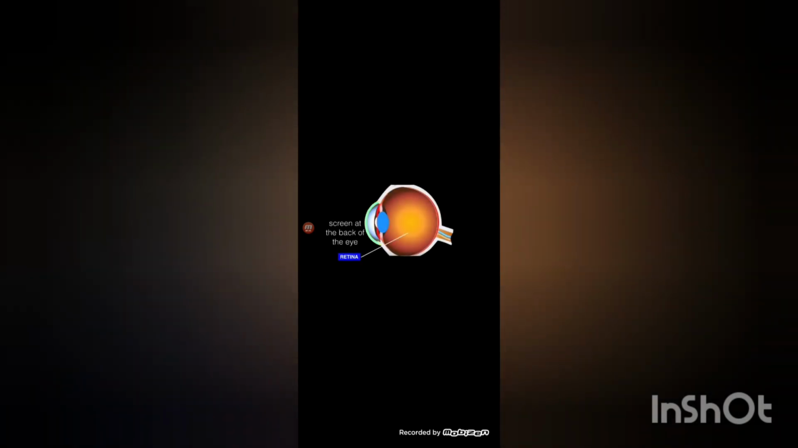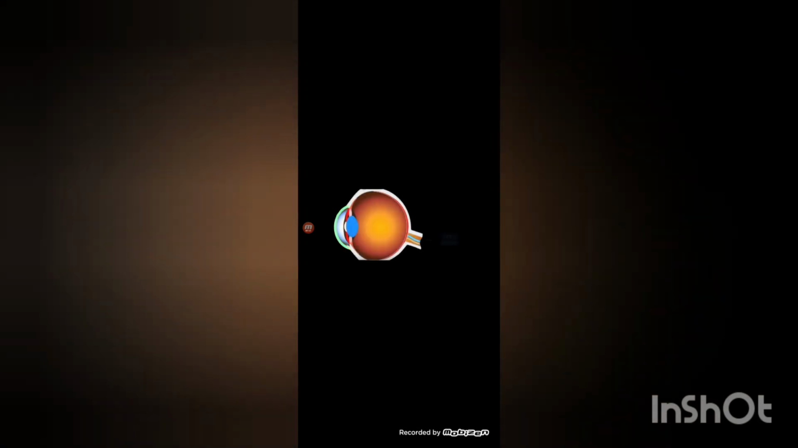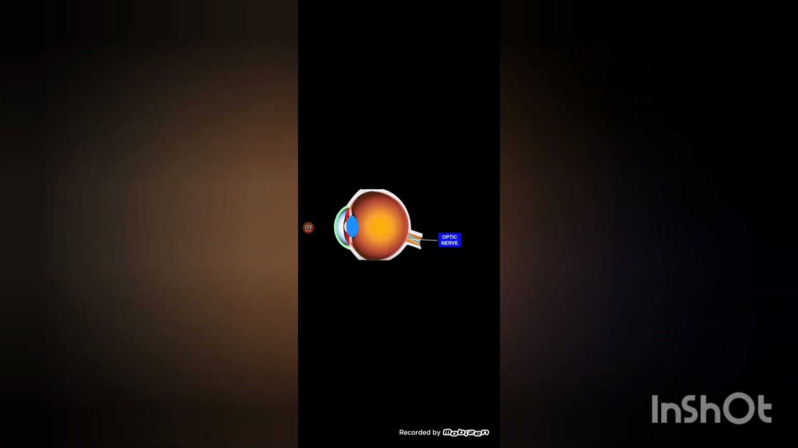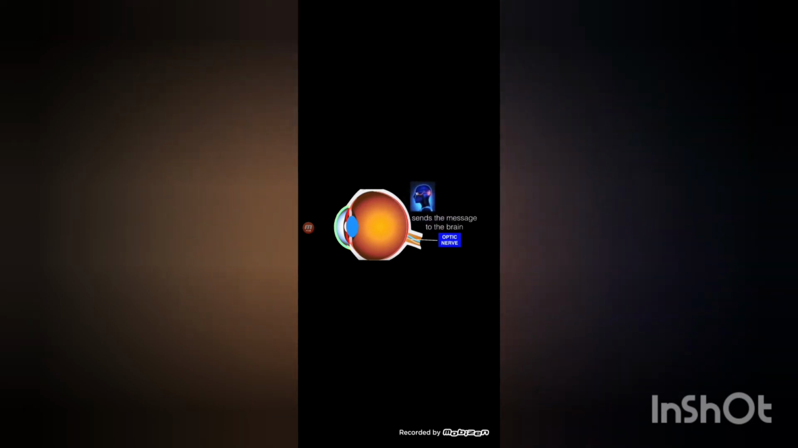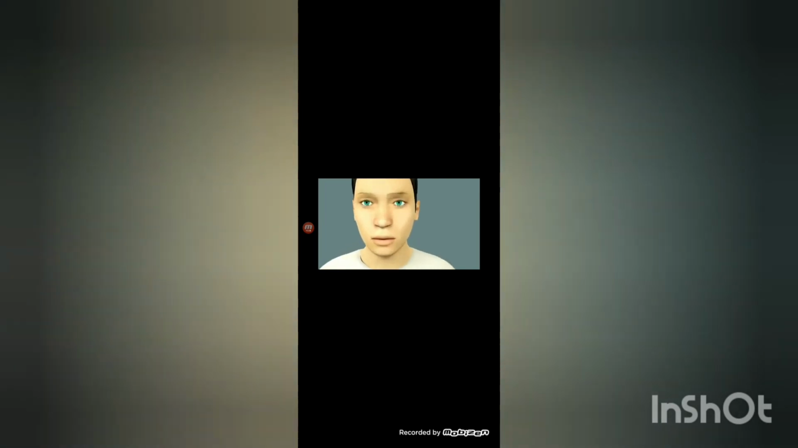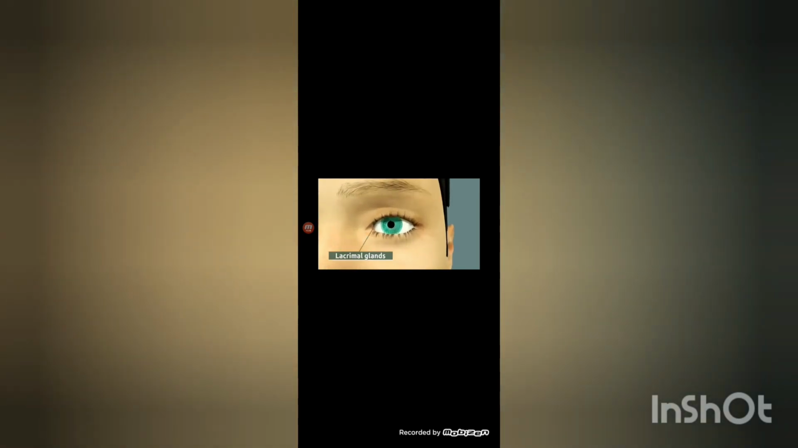This part is called the retina. It is considered as the screen at the back of the eye. It is in the retina where the image is formed. This part is called the optic nerve. The optic nerve sends the message to the brain. These are the parts of the eye.